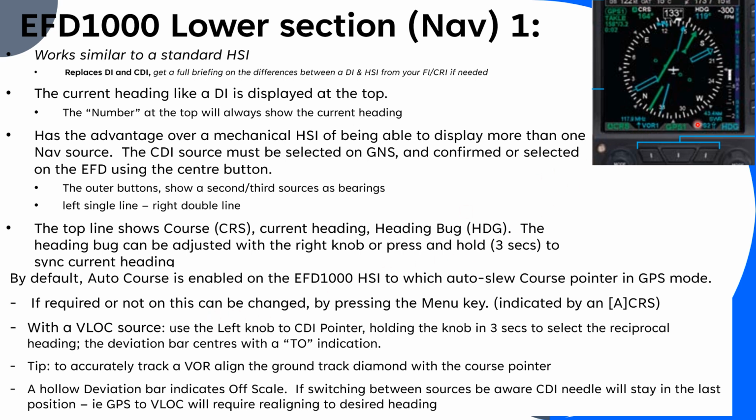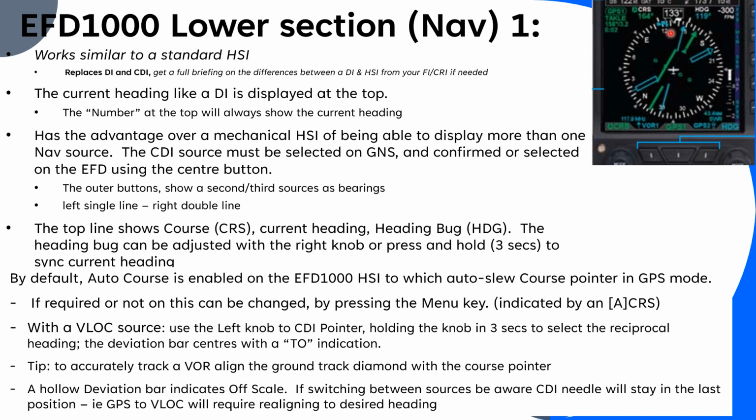With a VLOC source, so changing the center here to a VOR, for example, use the left knob to move this course to point the CDI pointer to the appropriate heading if you want to track it. Holding the knob in for 3 seconds will automatically select the reciprocal heading though, which is really useful with a to direction.